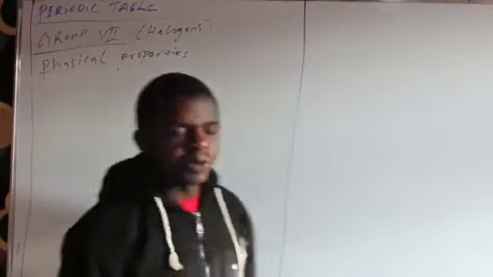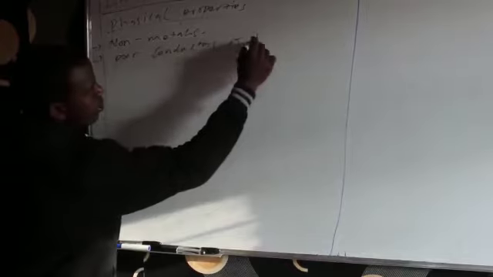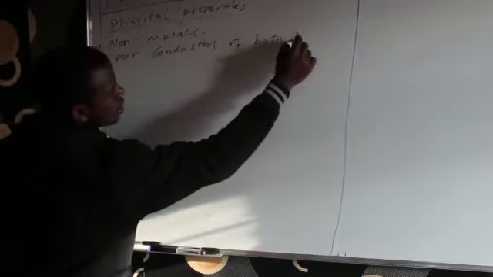So the first physical property is that they are non-metals. Then the other physical property is that these group 7 elements are poor conductors of both heat and electricity.